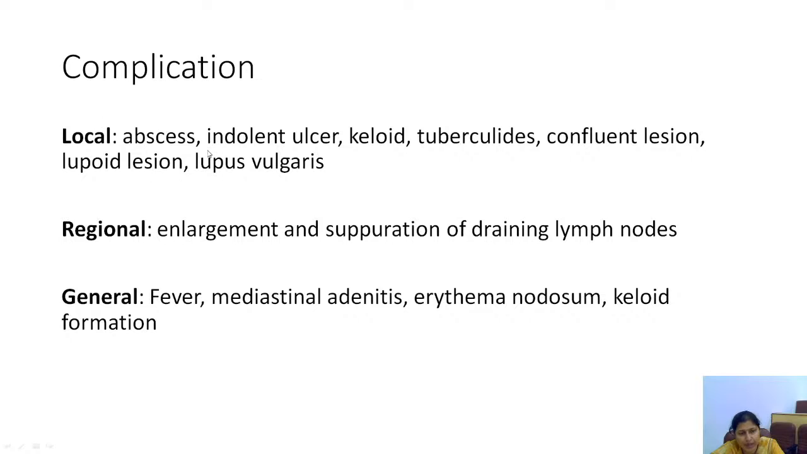So BCG abscess, indolent ulcer, keloid, tuberculosis, confluent lesions, lupoid lesions, lupus vulgaris, and there may be regional enlargement and suppuration of draining lymph nodes, general fever, mediastinal adenitis, erythema nodosum, keloid formation, etc.